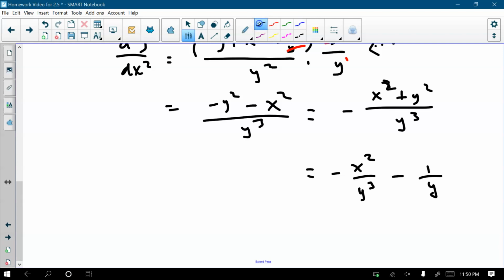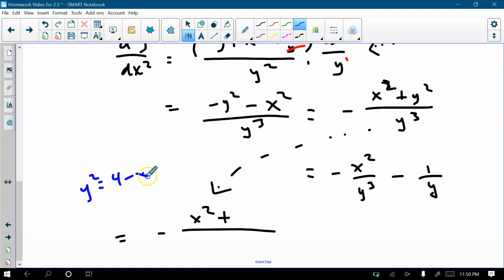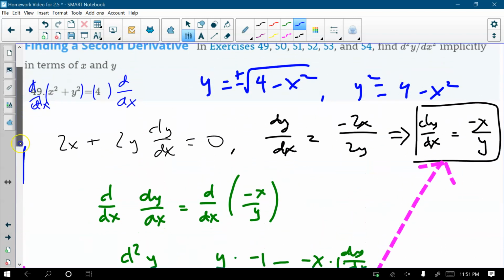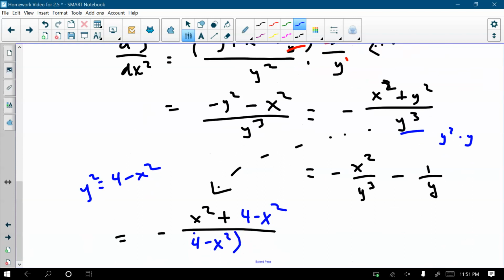If y squared is equal to 4 minus x squared, look what I can do here. And I've seen this before, and it's just so cool. I get negative x squared plus, and we just said y squared is equal to 4 minus x squared. So y squared is equal to 4 minus x squared means that I can just substitute that in to get 4 minus x squared here with a 4 minus x squared at the bottom, because y cubed is y squared times y, and I think we said y was equal to the square root of 4 minus x squared.